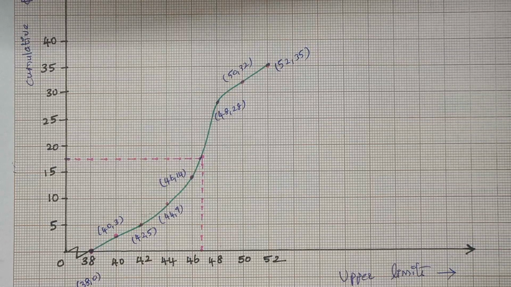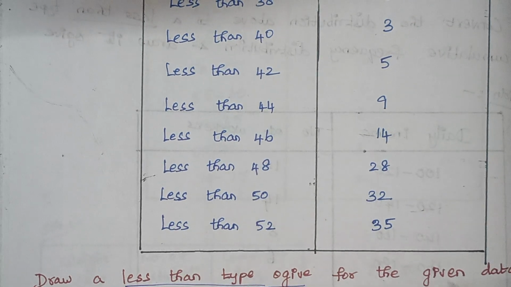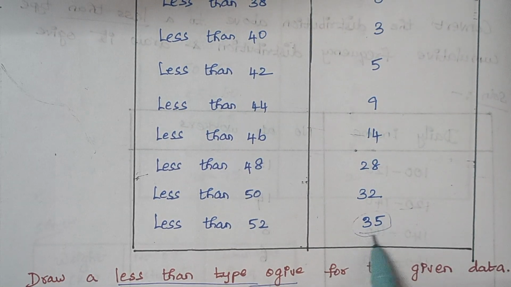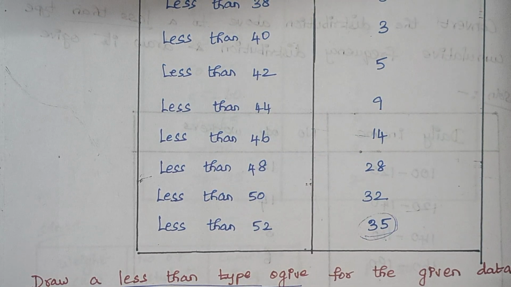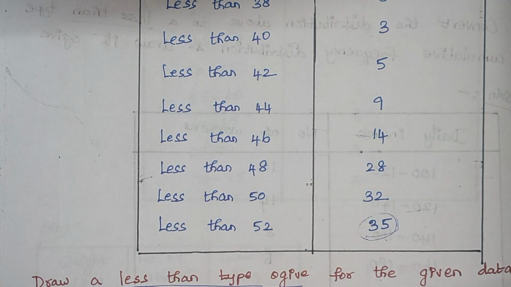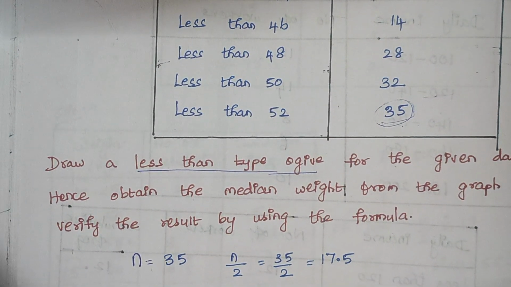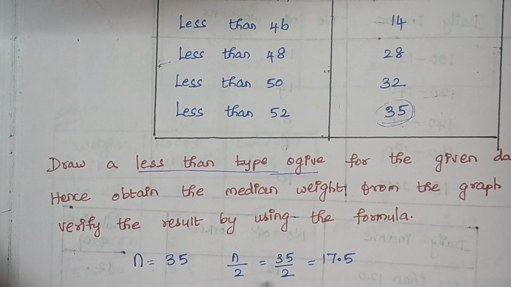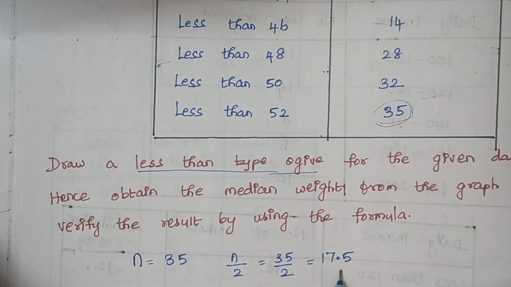Now we are going to find the value of the median using these values. So how to calculate the median here? Looking back at the table, what is the maximum value of frequency? The maximum value is 35. So 35 by 2 is 17.5. Here I have written the value of n is 35, therefore n by 2 is 17.5. So this is the value of cumulative frequency.